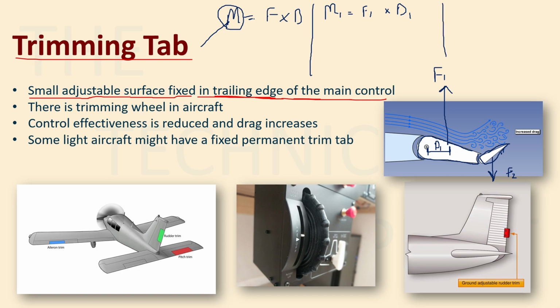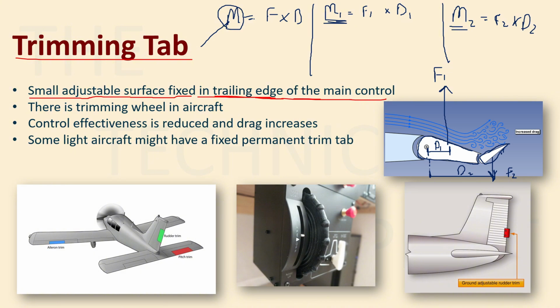Now there will be a second moment. Let's take it M2. So moment 2 would be F2 multiplied by distance 2, again from the hinge. Let's extend this. So from the hinge here to the point where the force is acting, this would be your D2. So you have two moments, moment number one and moment number two.